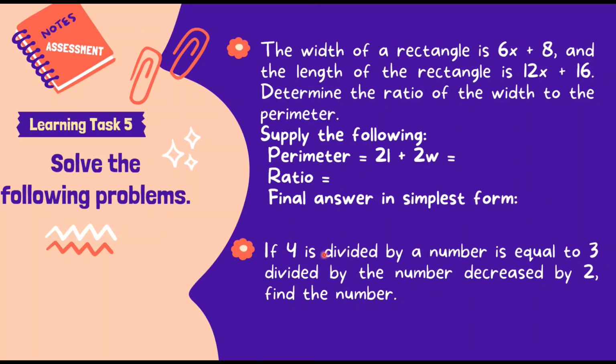Okay, and then for the next problem, 4 divided by a number is equal to 3 divided by the number decreased by 2, find the number. You just need to follow the process in order to solve the problems that involve rational algebraic expressions. You need to translate the problem into a mathematical sentence.